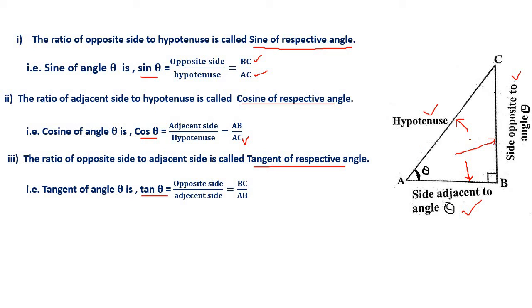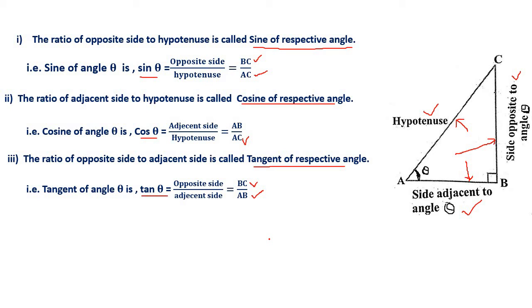Therefore, tan theta is the opposite side divided by the adjacent side. Adjacent is AB and opposite is BC. So BC divided by AB is tan theta. Sin theta is the opposite side divided by the hypotenuse, which gives the sine of the angle theta.